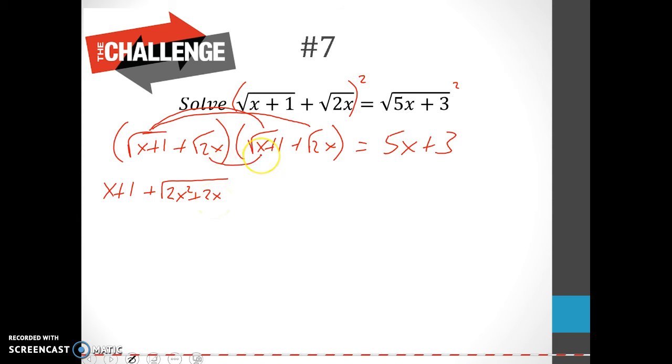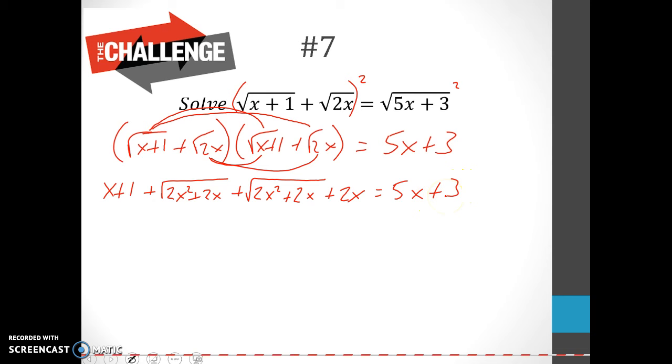Then when I multiply my inside terms together, I'm going to have the square root of 2x times x is 2x squared, and 2x times 1 is 2x. Then if I multiply my last two terms together, the square root of 2x times the square root of 2x is simply just 2x. And that equals 5x plus 3.